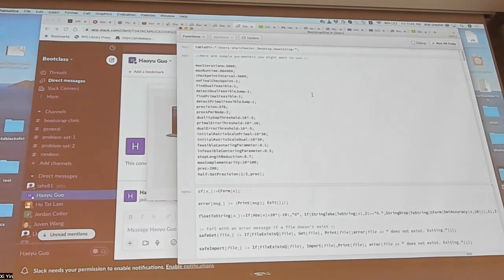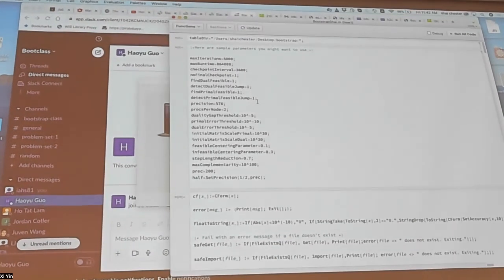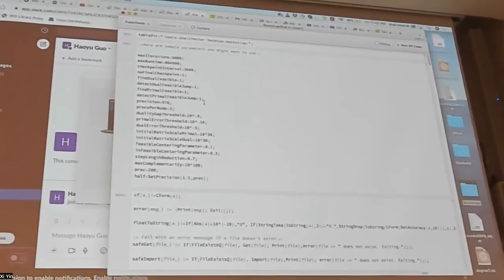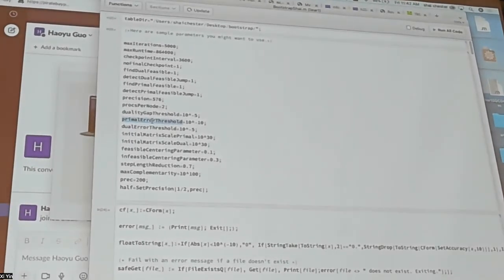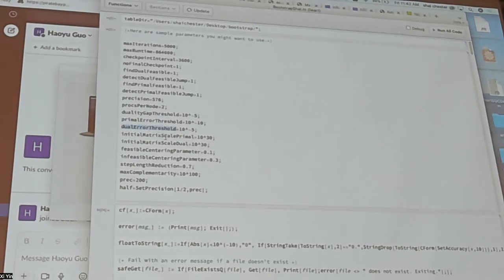So at the top of the file, there's a list of parameters you put into SDPB. And so you should recognize some of these parameters that I just described. For instance, there's the duality gap threshold, which says how close you are to optimality. There's the primal error threshold, which says how close you are to declaring that the program is primal feasible or dual feasible. Then there's various other parameters that, for most cases, you don't need to change.